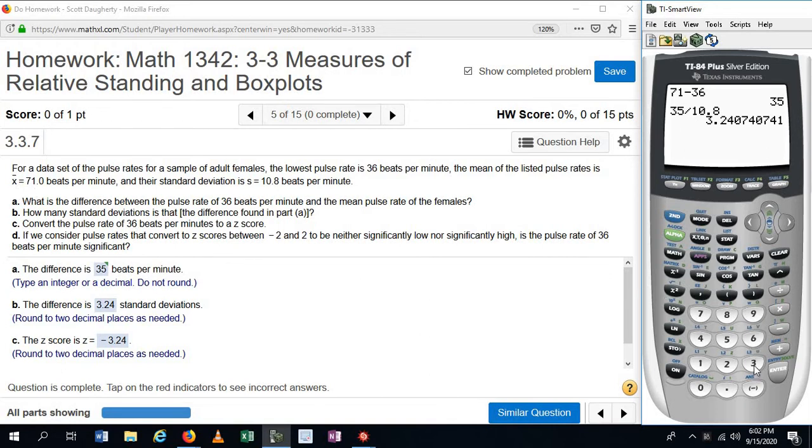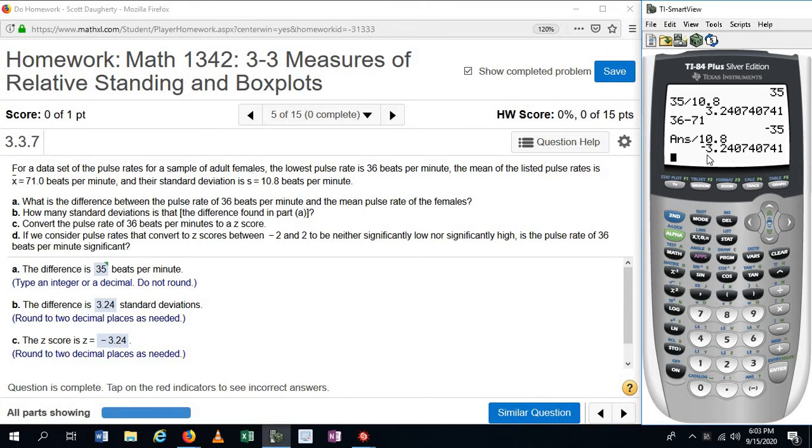So we're going to take 36, which is the x value, and subtract off the sample mean, which is 71, and we get negative 35, and then we have to divide that by the sample standard deviation, which in this case is 10.8. And so we get negative 3.24. That is the z-score for the x value of 36.